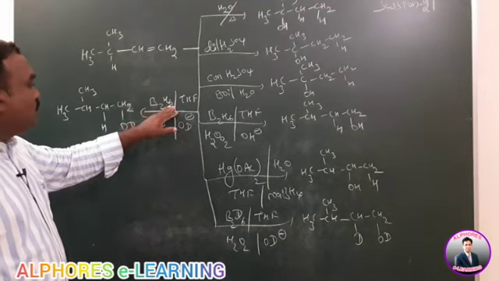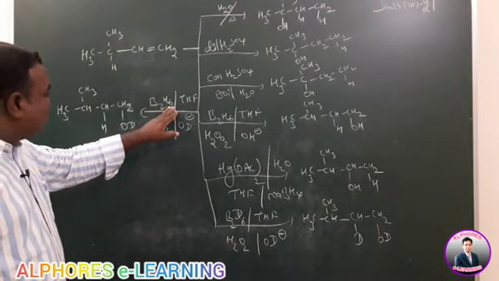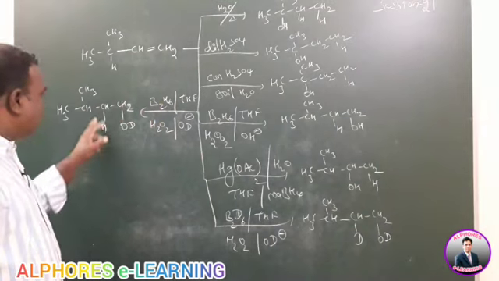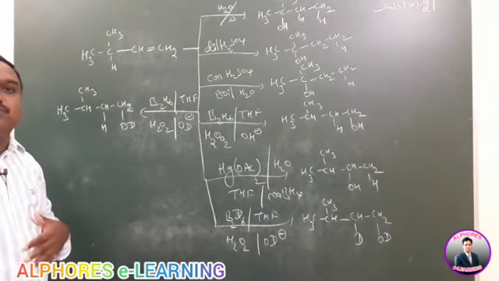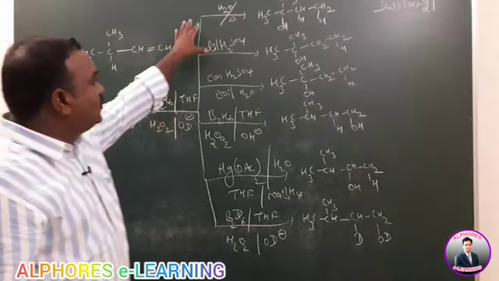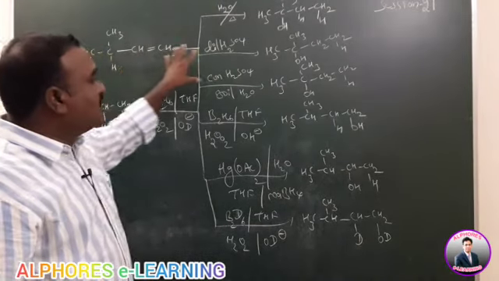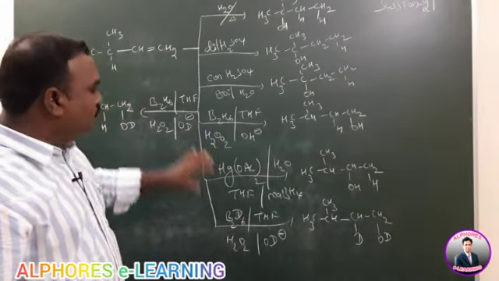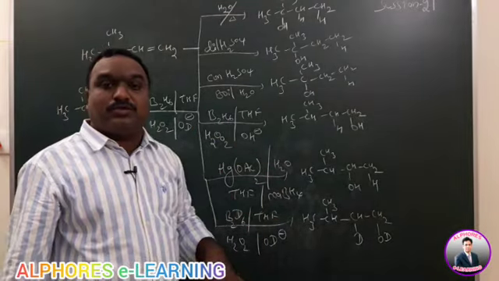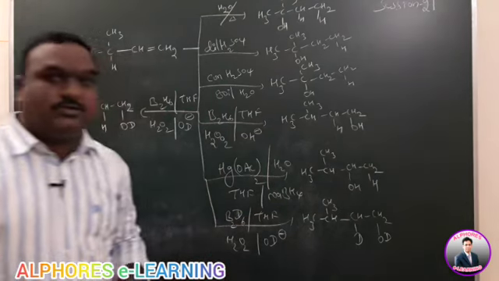Suppose B2D6 is given, D minus is added here, because in this case D minus acts as a nucleophile. So this is the way to write those hydrated products, the oxymercuration-demercuration products, and hydroboration reactions. Thank you.